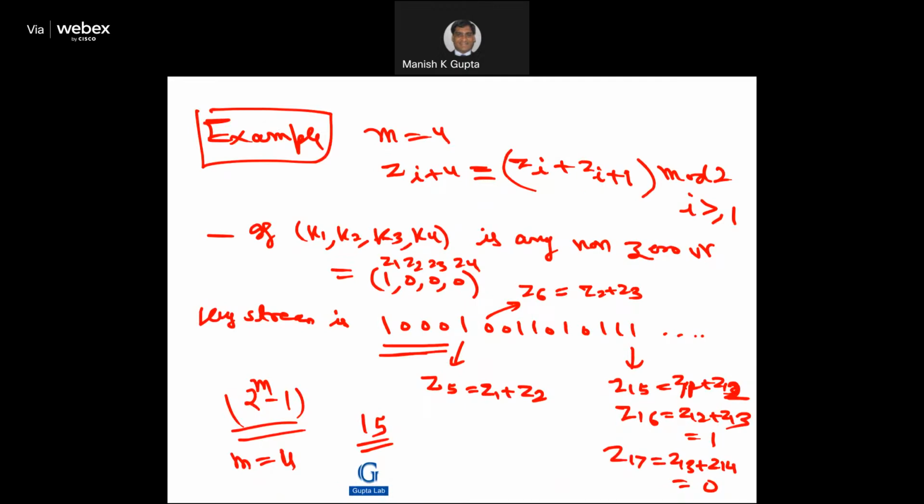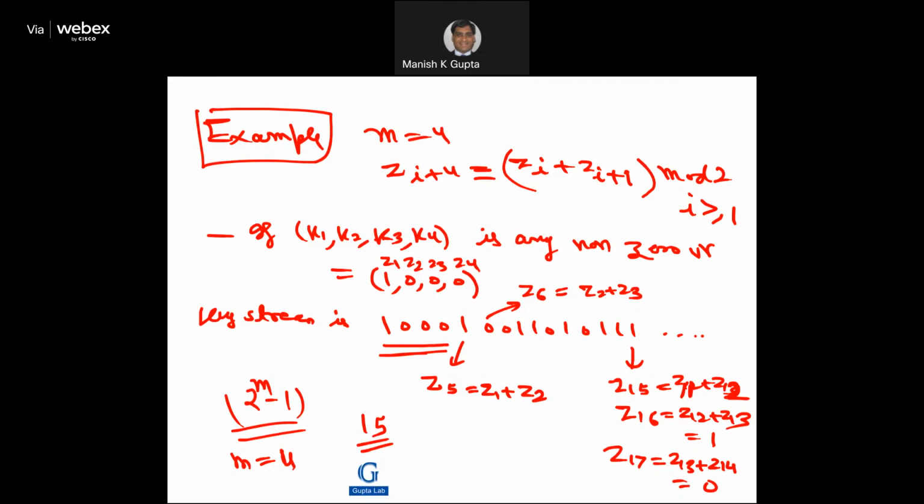As an example, suppose m is equal to 4, and this relation is z(i+4) = z(i) + z(i+1) mod 2. Very simple thing. So if k1, k2, k3, k4 is any non-zero vector, basically we are saying this is the seed which we are starting with. You can see that z1 is equal to k1, z2 is equal to k2, z3 is equal to k3, and z4 is equal to k4.